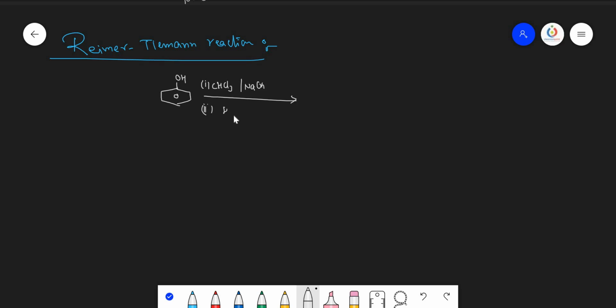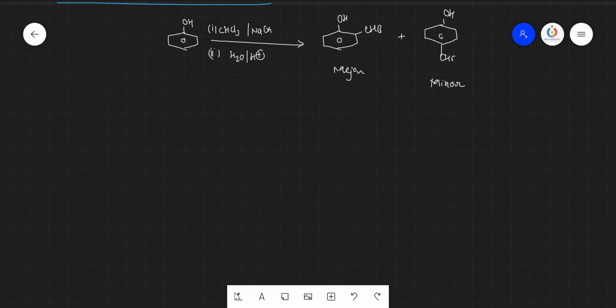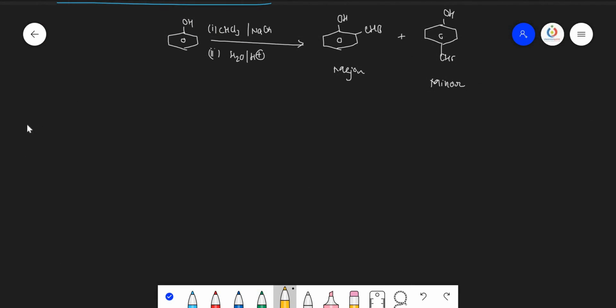Step 2 is H2O, H plus. Then here we get salicylaldehyde as the major compound. Here also two compounds will be formed. This is the major compound and the minor compound is one more: OH, CHO, this is the minor compound. Okay. Now let us see the mechanism here, as the mechanism of this reaction is a bit important for us.